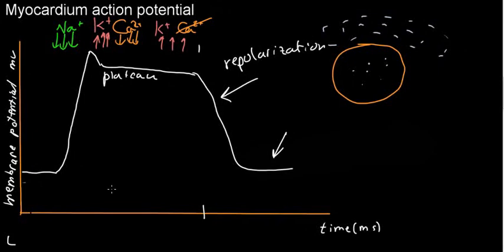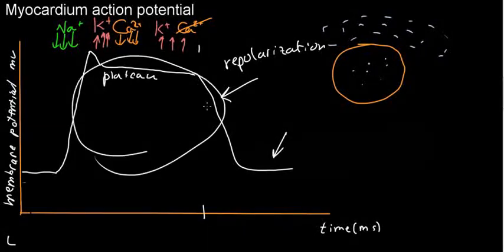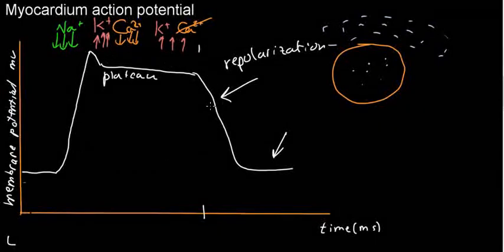a nice repolarization in a nice downward angle. So this is why the myocardium action potential looks like this. This is the idea behind the shape of the myocardium action potential. And now we can keep on going.